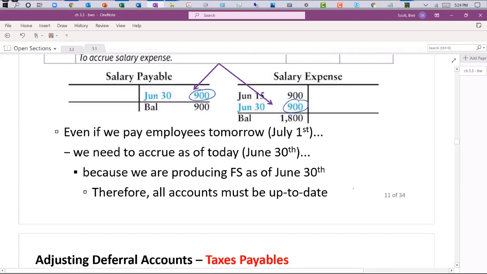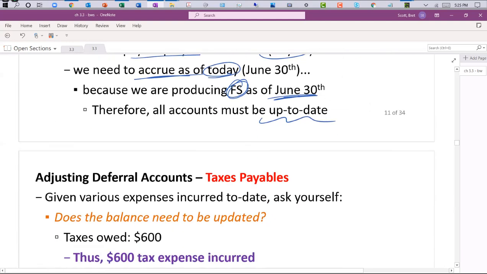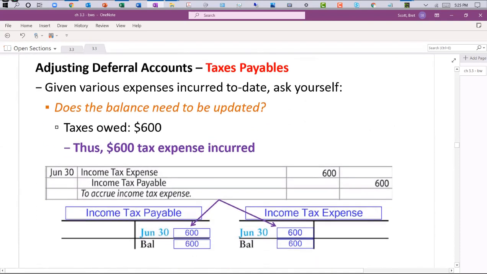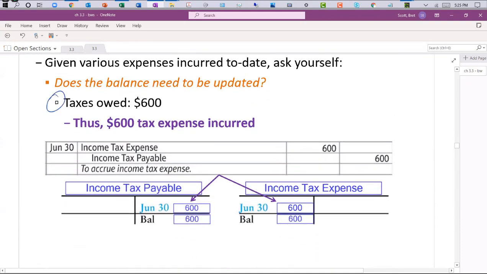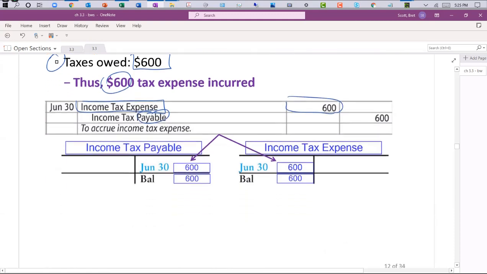Remember, even if we pay employees tomorrow, we need to accrue as of today. The reason is because we're producing financial statements as of the end of today. All accounts need to be up to date. Taxes payable. There's always taxes. I'll just give you information usually about what the tax amount is. You just need to know that an expense for taxes needs to be accrued. And if it hasn't been paid yet, we'll credit the payable account.